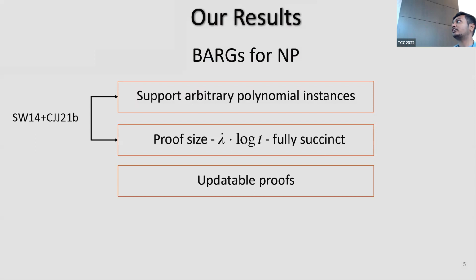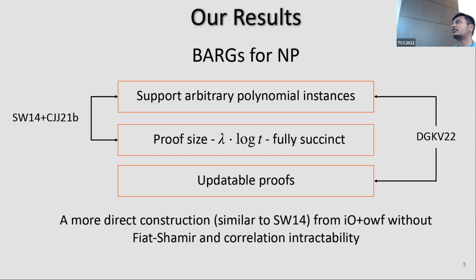But an additional part of our result is that we also get some nice properties about these proofs. In particular, we can have updatability in our proofs, which I'll mention in the next slide. There are constructions which do updatability in a recent work, but they're not fully succinct. So the high-level view is that we get a more direct construction, similar to the Sahai-Waters 2014 construction from IO and one-way functions, and it avoids the Fiat-Shamir correlation intractability framework.